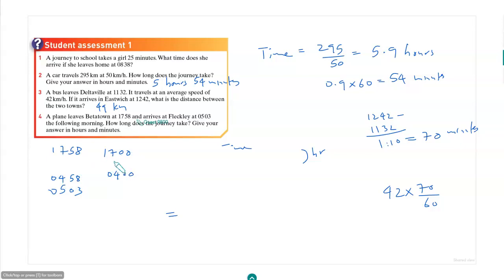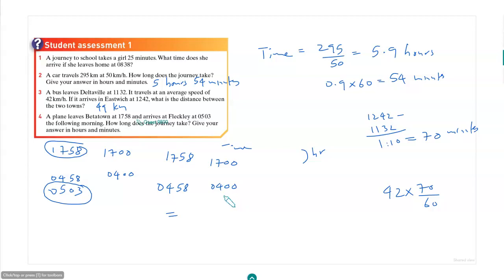So how many hours is that? We are trying to find how long between 17:58 and 5:03, right? That's what we want to find out. So just start by finding the time between 17:58 and 4:58. How much will that be? Or it is the same as the time between 17 hours and 4 hours, right? 13 hours. How is it 13 hours? No. You cannot just subtract like that.